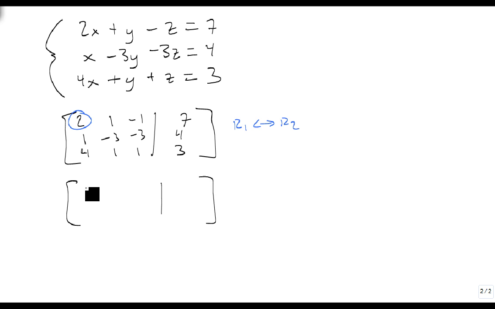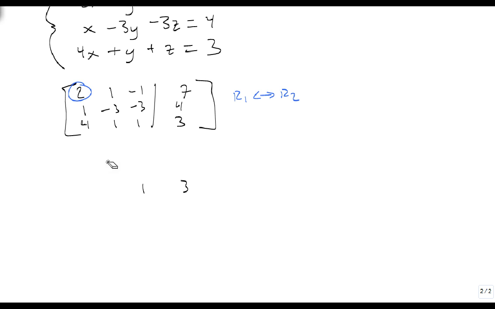There are other things I could do, but this is just the most straightforward. So I've now swapped the rows. The second thing that I'm going to do, and I'm going to do this twofold, in fact, I should have given myself a little bit more room. Let me rewrite this matrix a little bit bigger, because this is how I like to save space. 1, minus 3, minus 3, 4; 2, 1, minus 1, 7; and 4, 1, 1, 3.